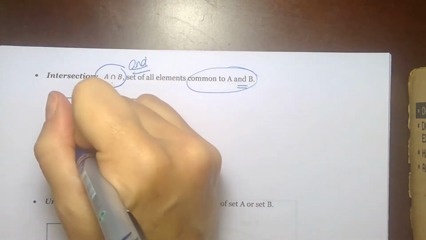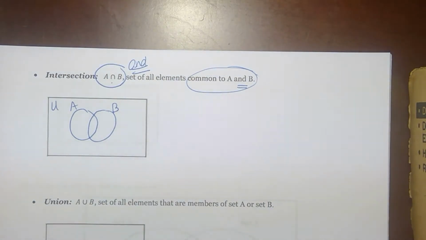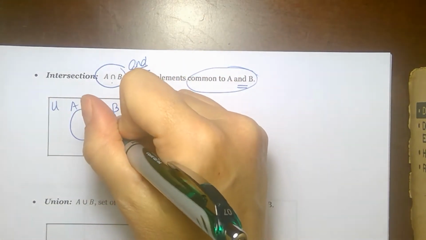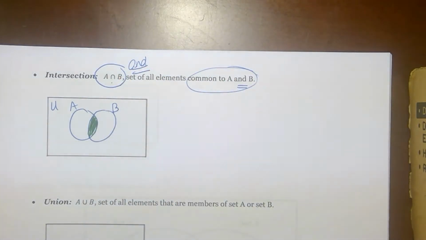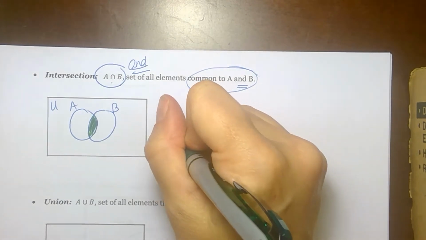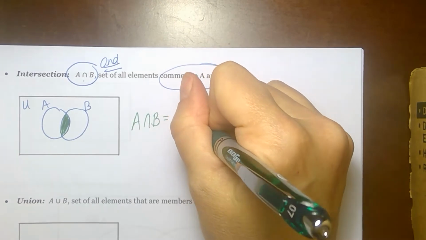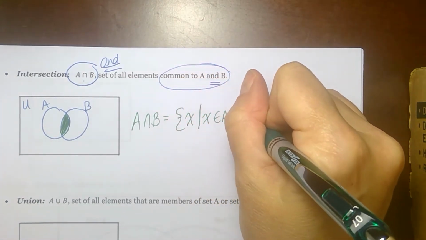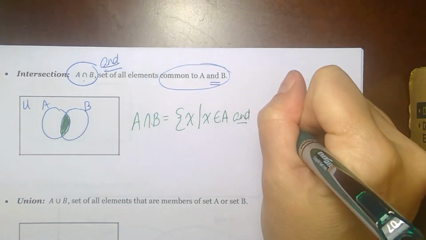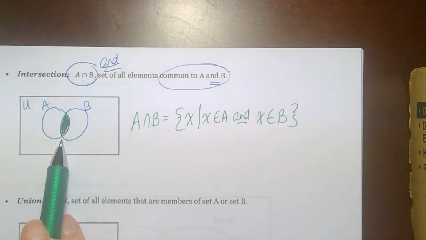So if I look at my universal set and I've got overlapping sets A, B, and I shade the intersection, I'm shading this region that is part of both the A and the B loop. So A intersect B in set builder notation represents all the elements X such that X is an element of A and X is an element of B. So to be in the intersection, it has to be in both sets A and B at the same time.